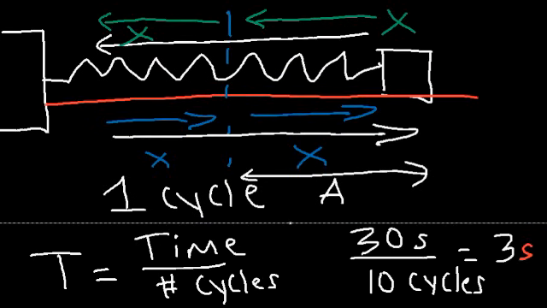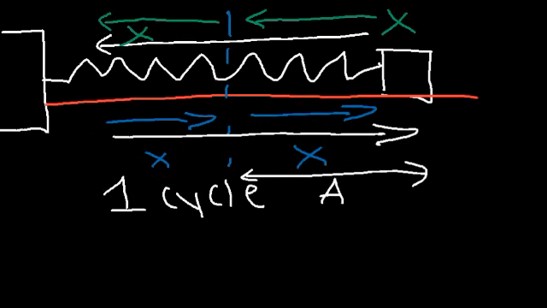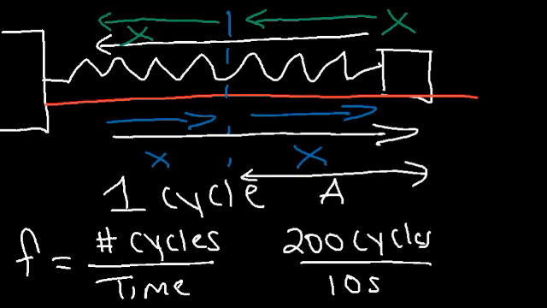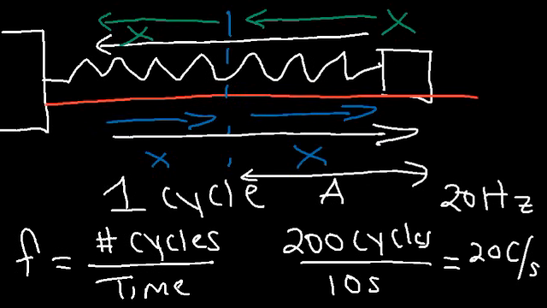So that's how you can find a period. It's the total time divided by the total number of cycles, or the time it takes to complete one single cycle. The frequency is the number of cycles per second. So if you take the total number of cycles and divide it by the total time, you can get the frequency. So for example, let's say this system can cycle 200 times in 10 seconds. That means that it's doing 20 cycles in 1 second. So the frequency is 20, or 20 hertz. Hertz is the unit of frequency. Now, frequency and period are inversely related. The frequency is 1 divided by the period, and the period is 1 divided by the frequency.